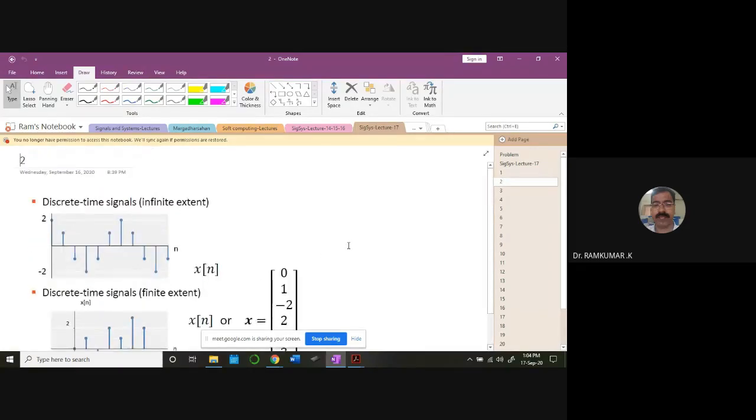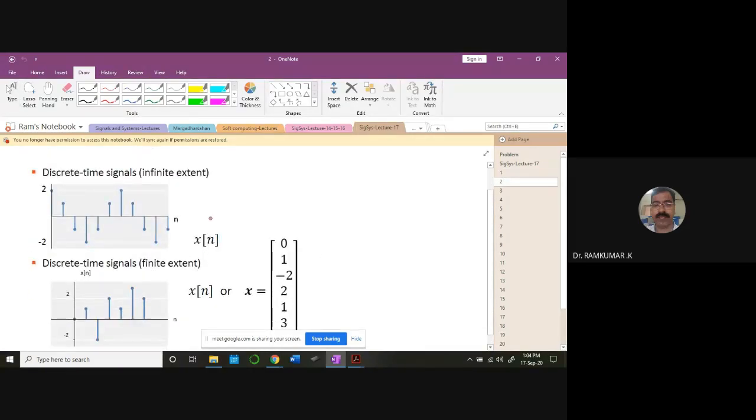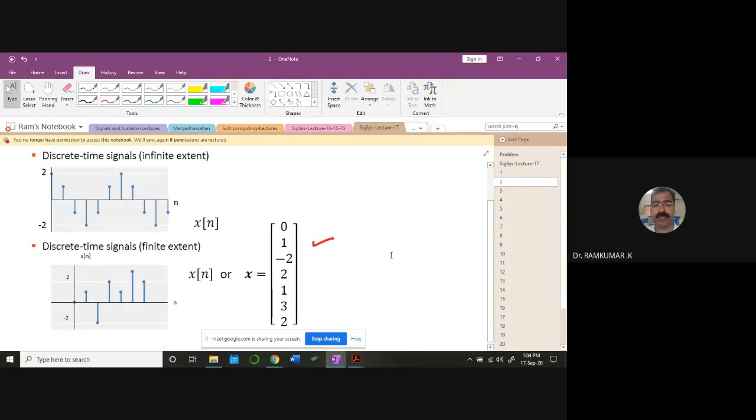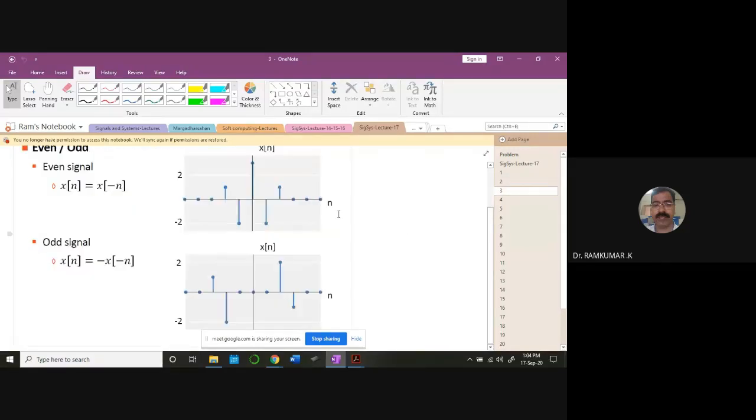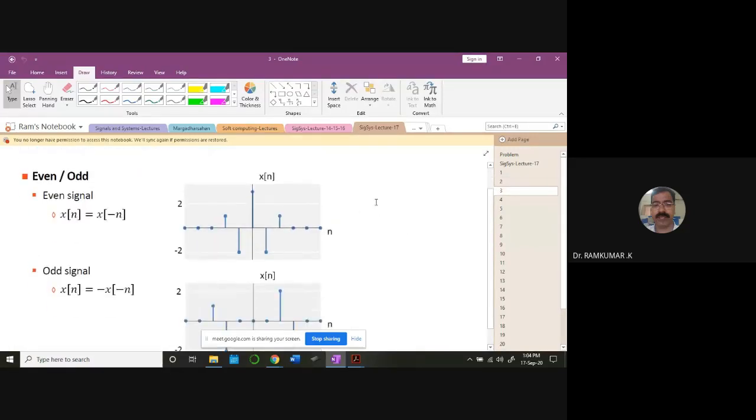Okay, so you can have discrete time signals of infinite extent also, finite extent also. We can represent discrete time signals in the form of a vector also. So this is an even signal, this is an odd signal. So whatever we have learned for the continuous signals is applicable for even and odd for discrete time signals. X of n, x of minus n. X of n minus x of minus n.